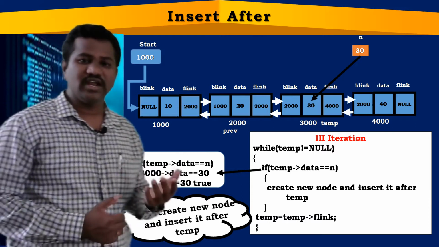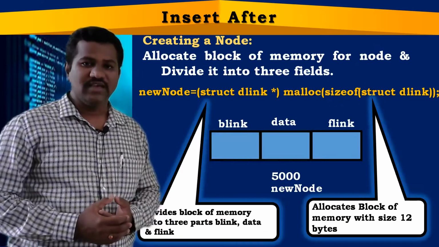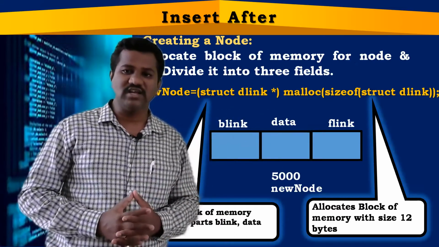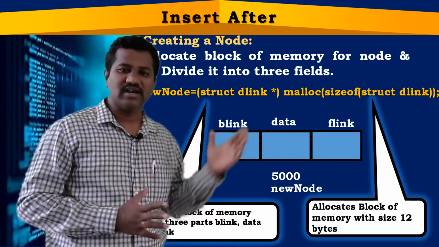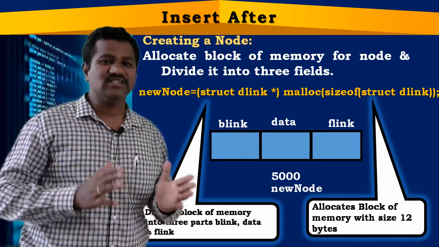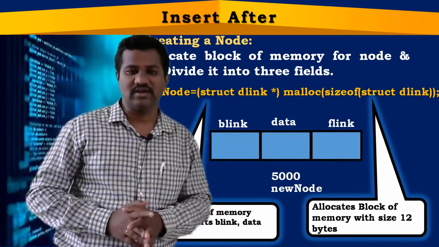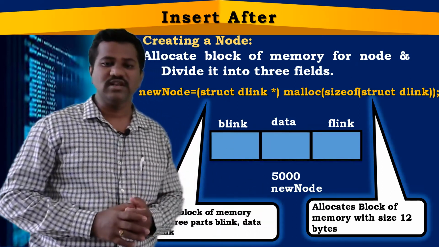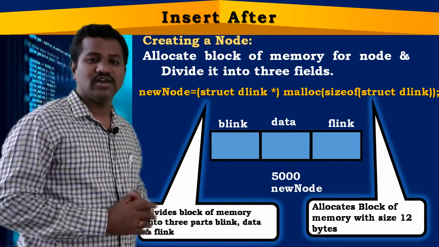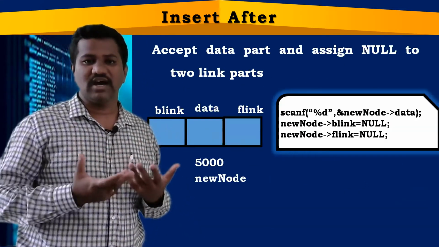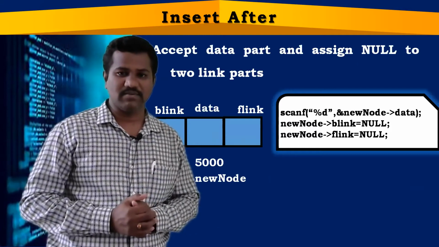Right? So we need to create a new node. And how to create a new node? With the help of the malloc instruction, like malloc sizeof struct string d-link, which allocates the block of memory, and struct d-link star divides the block of memory into three parts: d-link, data, and f, which contains the address 5000, and that 5000 is stored in new. Right.